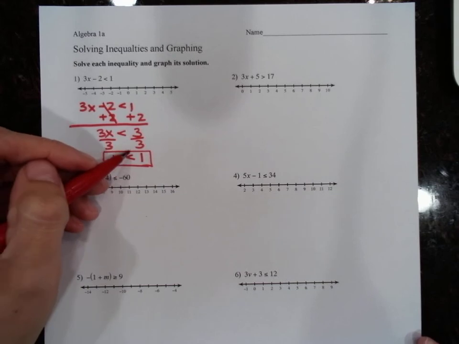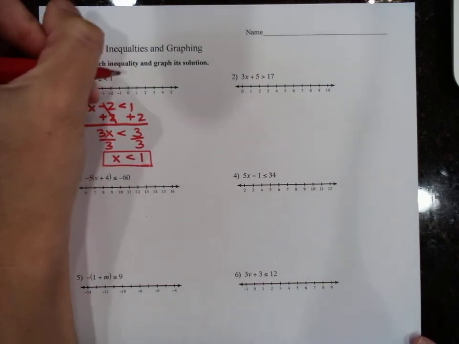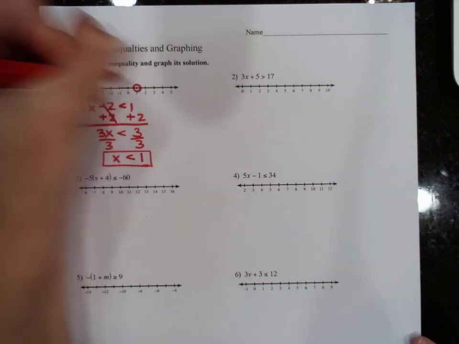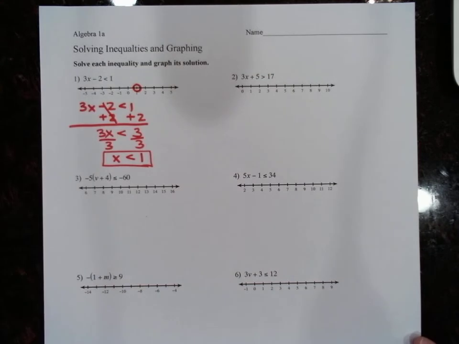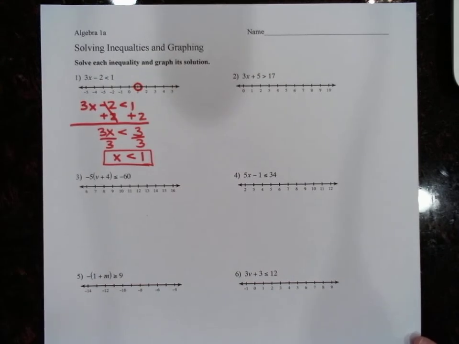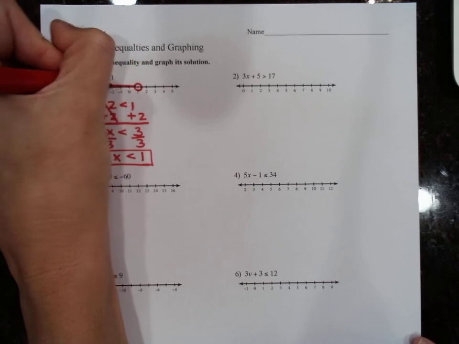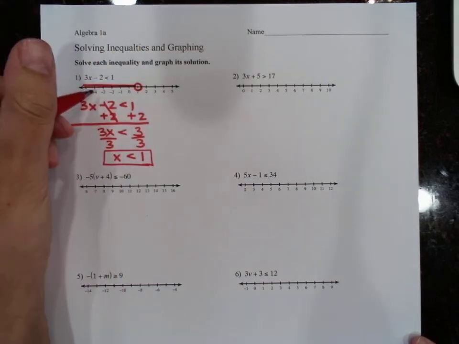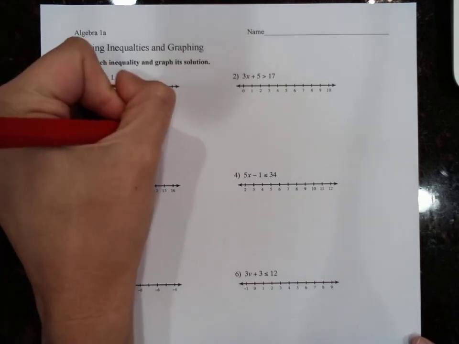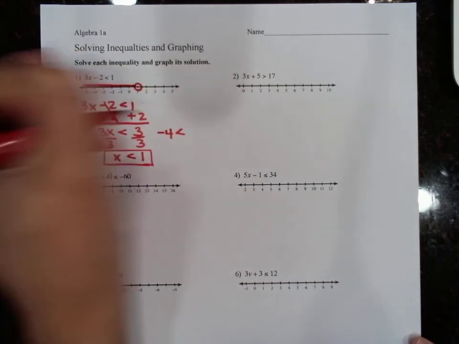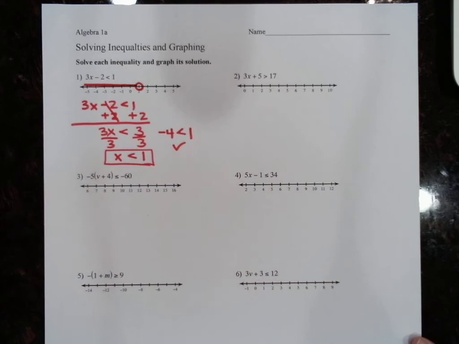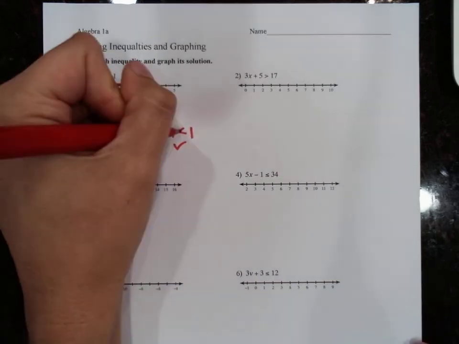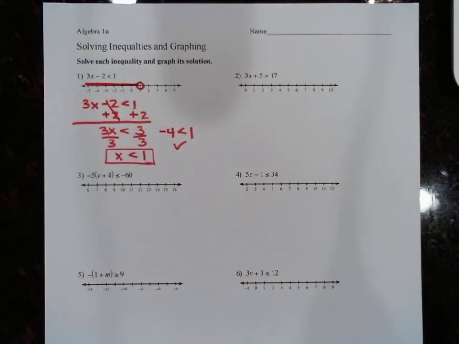Since it's less than, 1 is not part of the solution, and we show that using an open circle. And then the values that are less than 1 are going to be those to the left. Let's check. Is negative 4 less than 1? Yes. Any negative value is going to be less than a positive value.